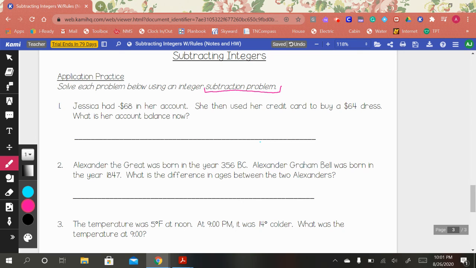All right, so when we start this, we're going to write our subtraction problem. Her account balance is 68. We are going to subtract the cost of the dress. The cost of the dress was positive $64. So now that we have the subtraction, we are going to want to change it to addition using keep, change, change. Then we'll want to add those and get an answer. Okay, and you'll have to do that part on your own.